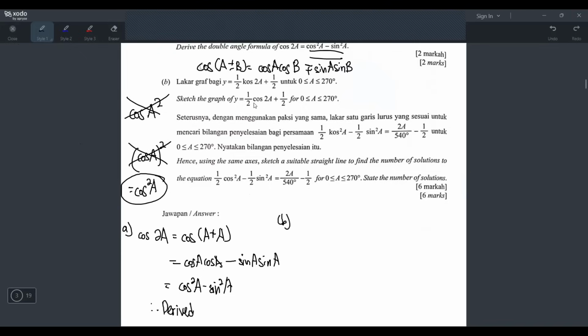They want me to sketch the graph for this whole thing for 0 until 270. Okay, this is a really hard graph to sketch. Why I say that is because they only want you to sketch until 270, and also there's a lot of things to do here, right? 2a means 2 cycles, 1/2 means the amplitude has to change, plus 1/2 means you have to naik, the graph has to naik atas.